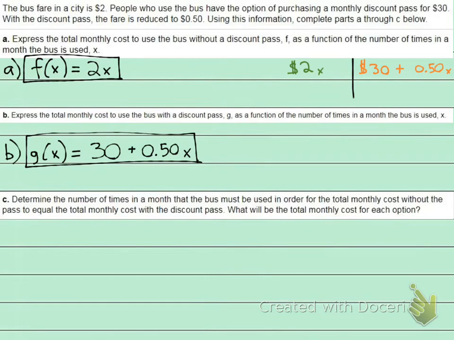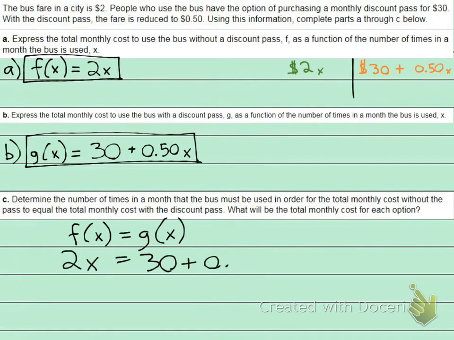The way we do that is we say our f function equals our g function. Now we plug in for f of x, which is 2x, and then plug in the g of x, which is 30 plus 50 cents per ride, 0.50 times x. Now we can forget about the bus for a second, and we can solve this for x. This is solving a linear equation: distribute, combine like terms, variables to the same side. So that's my first step.